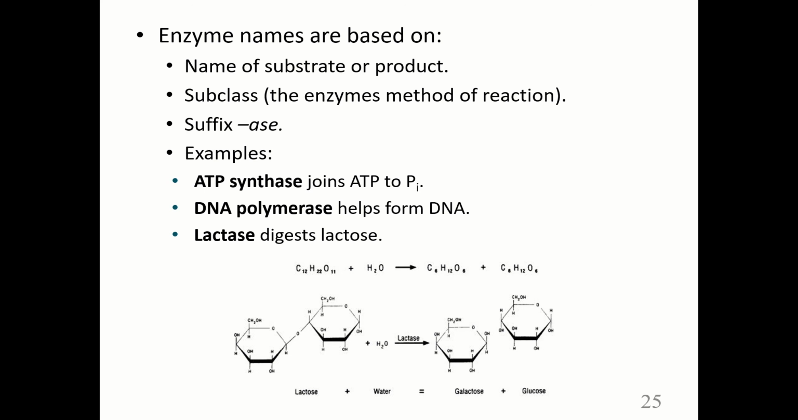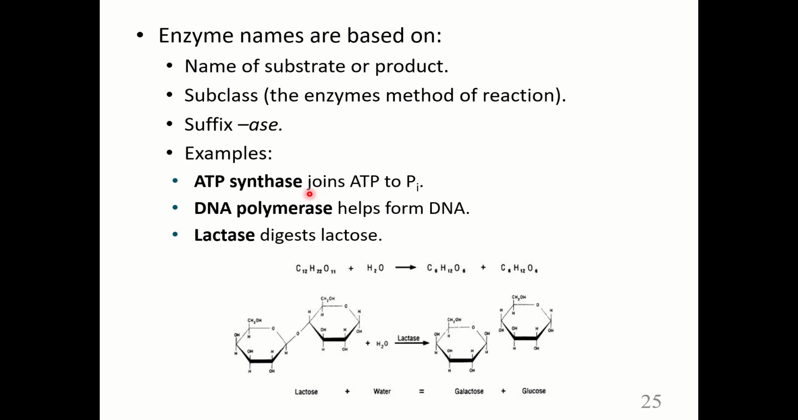Enzyme names are based on the name of the substrate or the product that they work on or produce. Also, their subclass, which is their method of reaction. If you see the suffix ASE, that indicates that it is an enzyme.